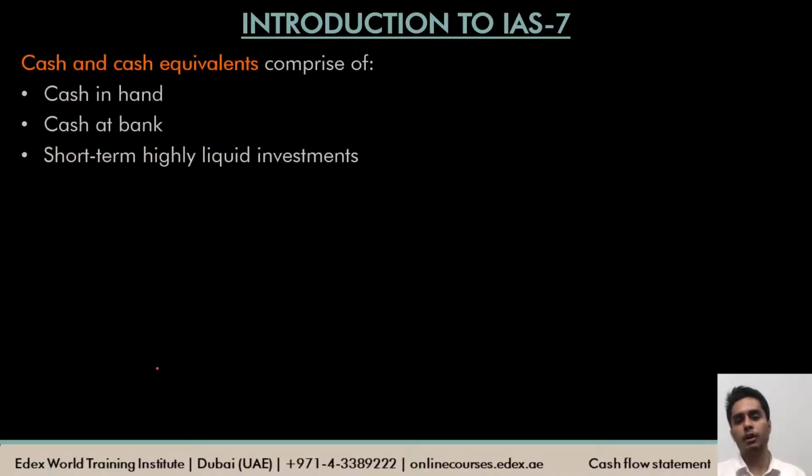The first important term that you need to know is cash and cash equivalents. Cash and cash equivalents includes your cash in hand, your cash at bank, and highly liquid short-term investments that can be converted into cash without any loss in value. What do you mean by short-term? Usually, if investments are maturing within 3 months from the balance sheet date, they are considered to be a part of cash and cash equivalents.